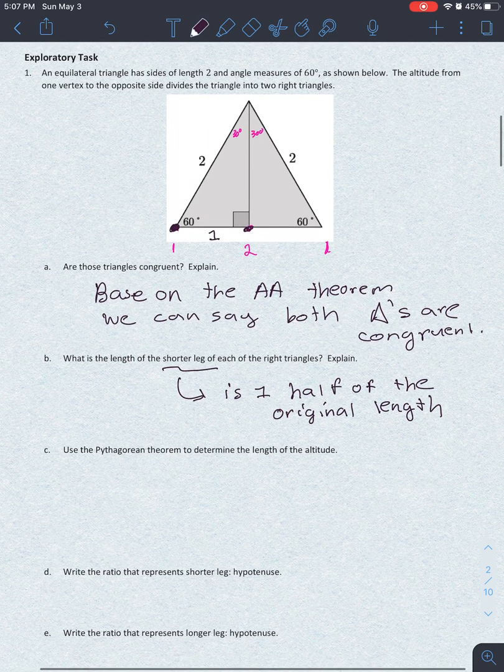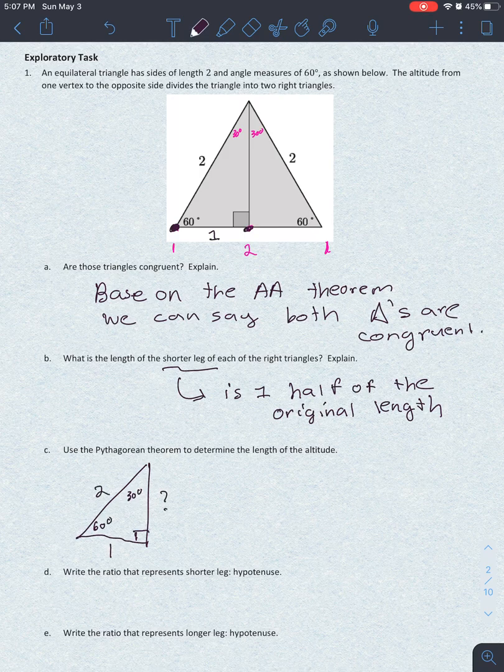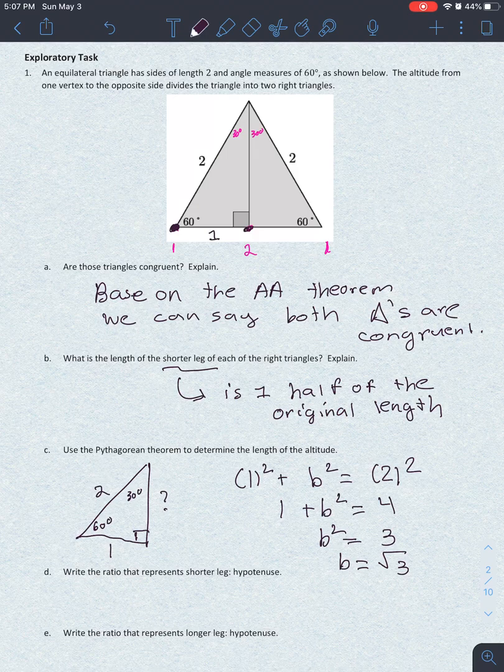So now we're going to use Pythagorean theorem to find the altitude. So I'm just going to cut out this half of the triangle and look at it like this. We know this is 2, so we're trying to find this side. So we have 1 squared plus b squared equals 2 squared. We'll subtract 1 from both sides, and then take the square root. So the altitude is a length of square root of 3.